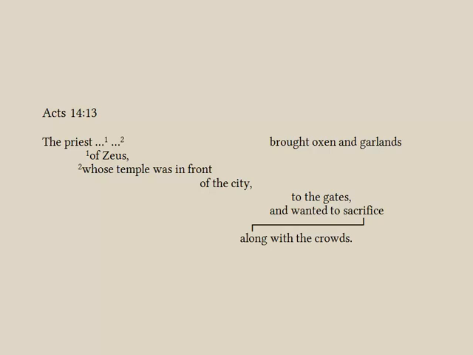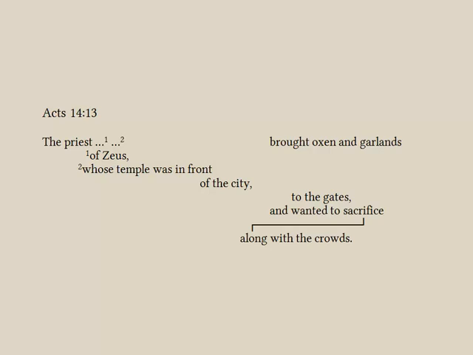Wanted is the second verb, and to sacrifice is a complementary infinitive to it, so they both remain on the line together. Along with the crowds tells us more about the making of the sacrifice. Prepositional phrases can modify either a verb or a noun, so doing a map helps you think through such details that are easily missed when you're simply reading.